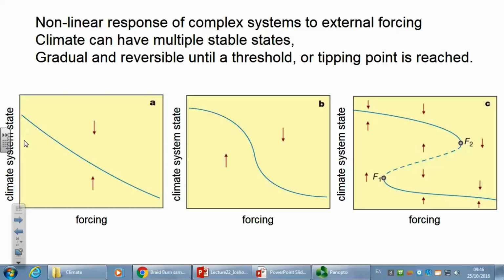So I'll just give an example of this kind of bistable climate state.